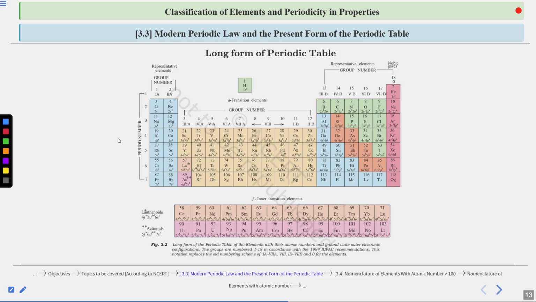Similarly, if you look at the 7th period, just count from the top: 1, 2, 3, 4, 5, 6, 7. There is francium, then radium, then actinium. Then after 89, again some atomic numbers are missing. So there is a gap of 14. Those 14 are placed in the second row of the bottom panel, starting from thorium, having an atomic number of 90, and ending at 103, which is lawrencium, which has the symbol Lr. So remember this part always, that 14 elements are placed at the bottom.